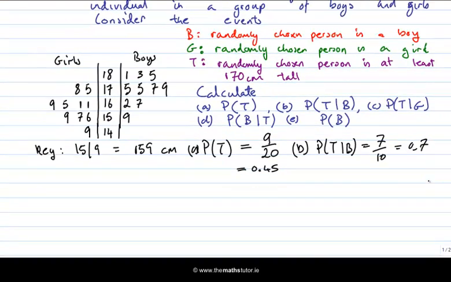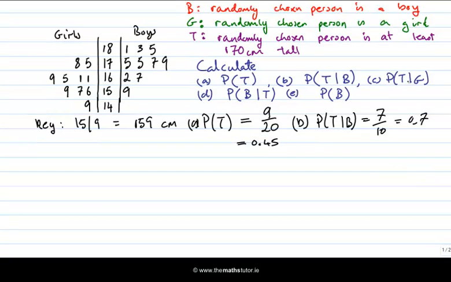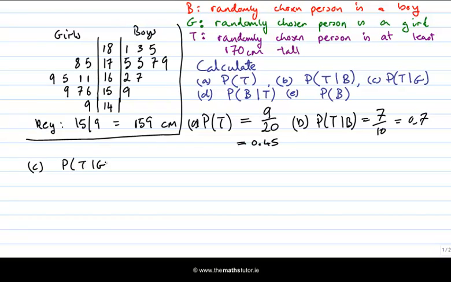So let's continue. We want to calculate the probability of T given G. So that's part C there. The probability of T given G. So let me draw a line here just to separate the data off. We want to calculate the probability that the person is above 170 given that they're a girl. So now we're just looking at these two outcomes here, the 8 and the 5 in this row, and dividing by the total number of girls. So the probability of T given G is 2, that's the number of successful outcomes here, divided by the total number of girls, which is 10, and that's 0.2.